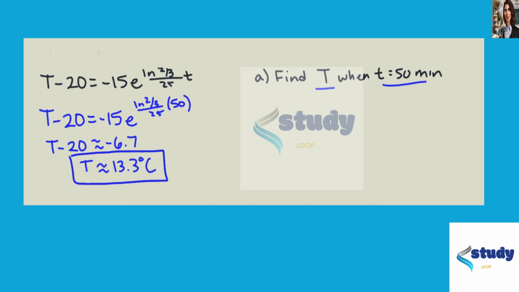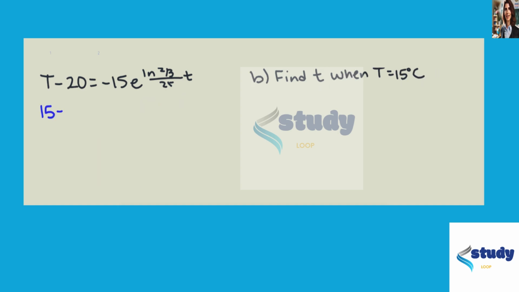And in this part, we're finding the time that it would take for the temperature of the drink to get to 15 degrees Celsius. So we're going to substitute 15 degrees Celsius in for capital T, and we're going to solve for lowercase t. Okay, let's go ahead and subtract 20 from 15. We get negative 5. Then we're going to divide both sides by negative 15. We get 1/3.